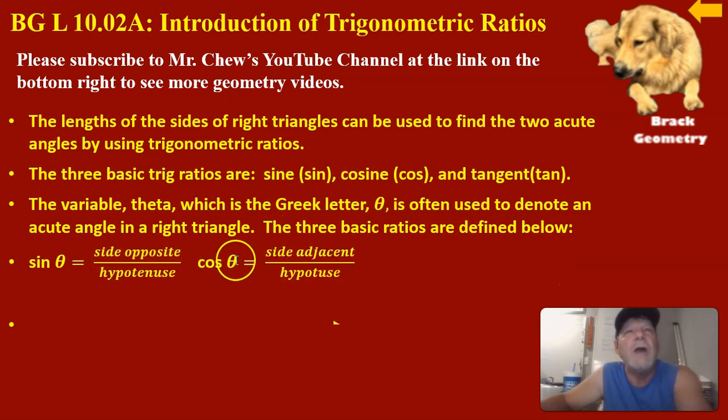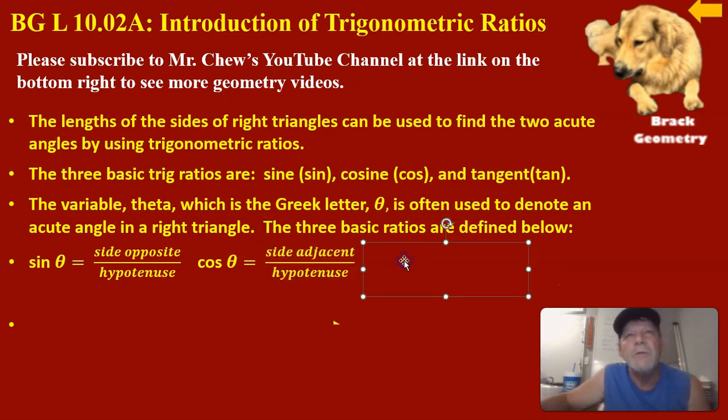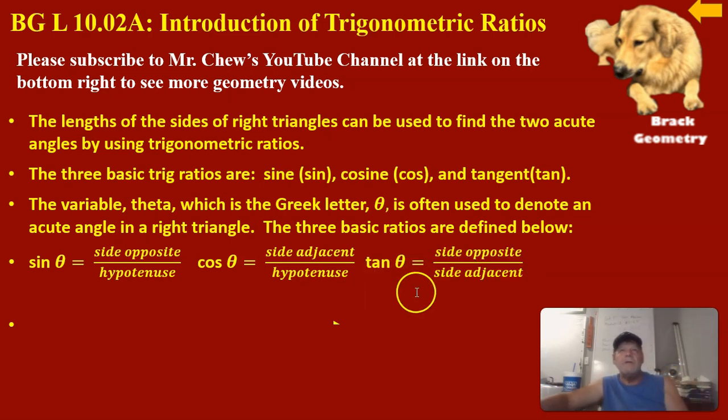And the cosine of theta is the side adjacent over the hypotenuse. So each one of them will be misspelled here now, because I just copied and pasted. I apologize for that. The tangent of theta is the side opposite over the side adjacent.